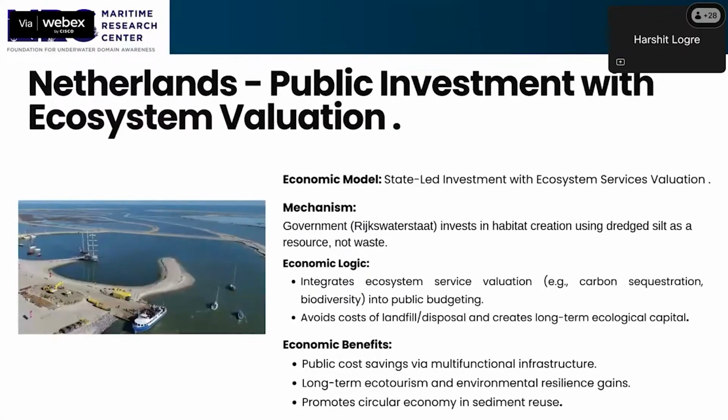The next point is the Netherlands, that is public investment with ecosystem valuation. The economic model it follows is state-led investment and ecosystem service valuation. The mechanism it follows is that government invests in habitat creation using silt as a resource, not a waste. And the economic logic is that it integrates ecosystem service valuation, example carbon sequestration and biodiversity, into public budgeting, and it avoids cost of landfill disposal and creates long-term ecological capital. The benefits it has are public cost savings, and it promotes a circular economy and sediment reuse.